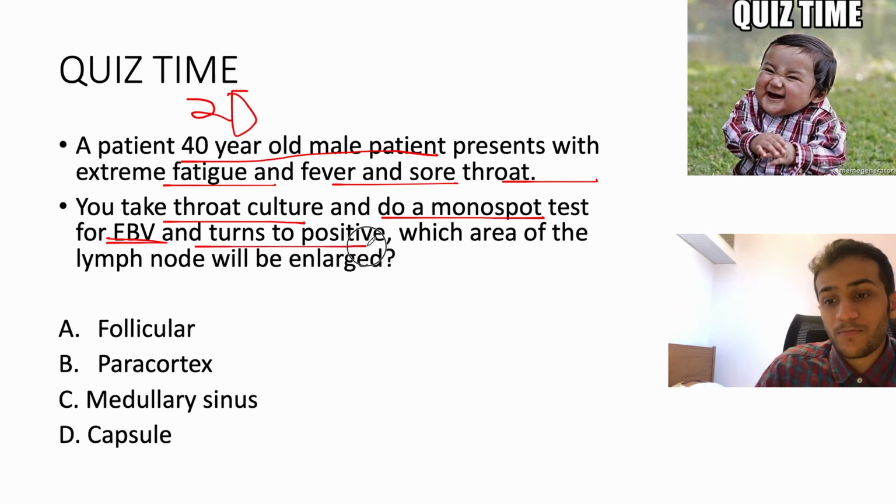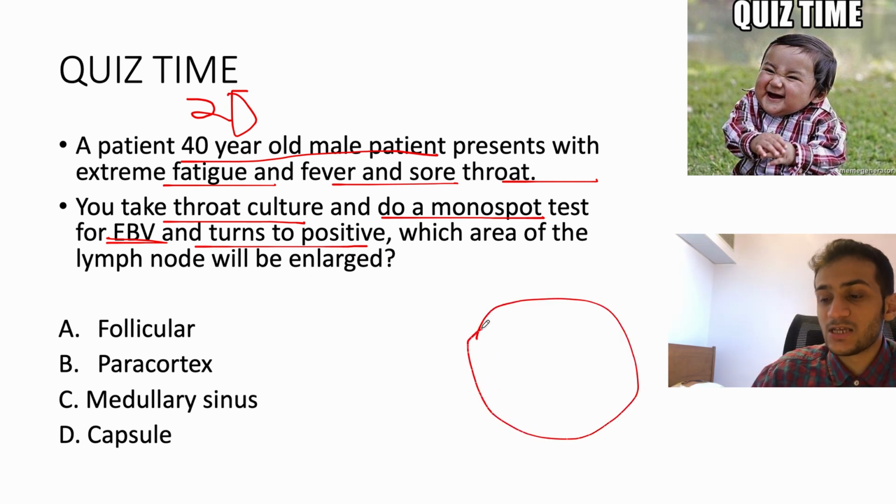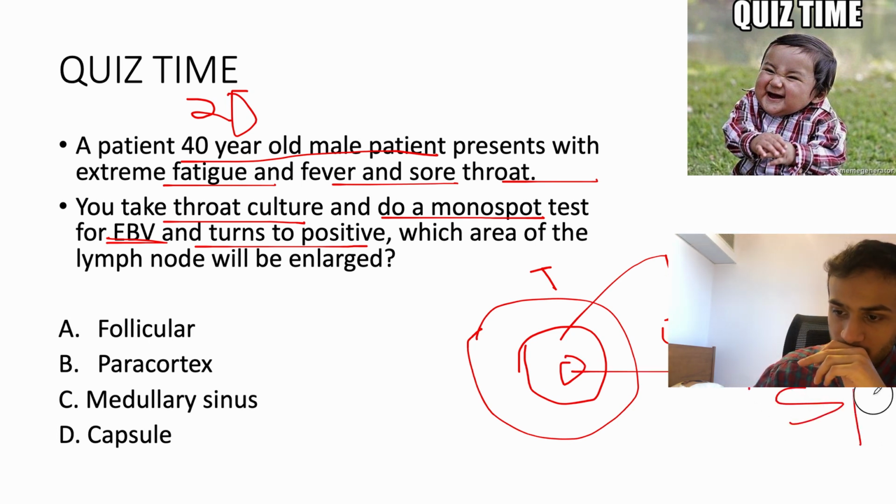So which part would be enlarged? Is it the follicular, the paracortex, or the medullary sinus? Do you think it's going to be the outer region, which is follicular, which contains our B cells? Do you think it's the inner region, the paracortex, which contains our T cells? Or do you think it's going to be the sinus histiocytes, the medullary region? Or do you think it's going to be the cortex?